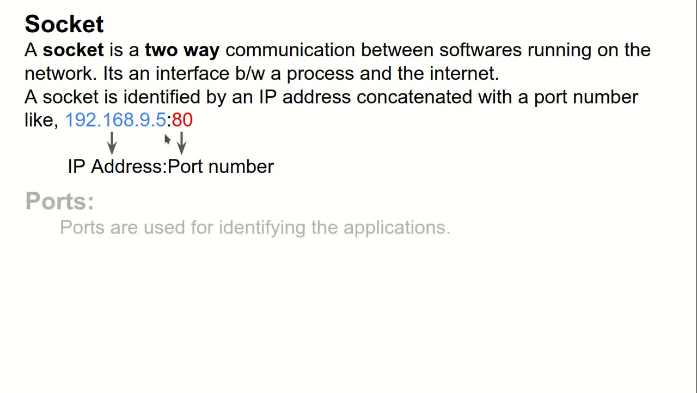So now let's move to the port. The port is this number. We have seen already that ports are used for identifying an application. Let's say the browser sends a request to someone else. How will the browser be identified? The IP address is identified, but the application is not identified. So to identify an application, the ports will be used.